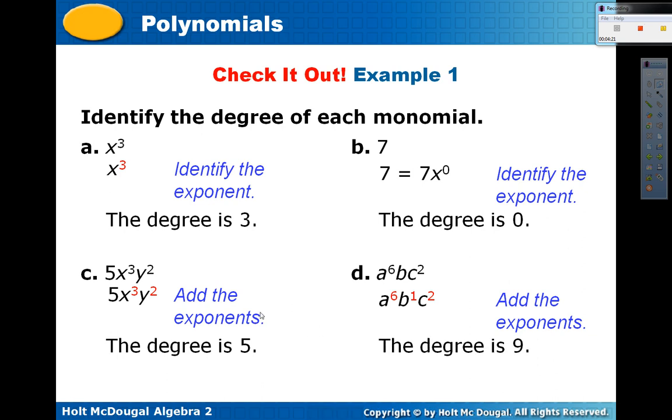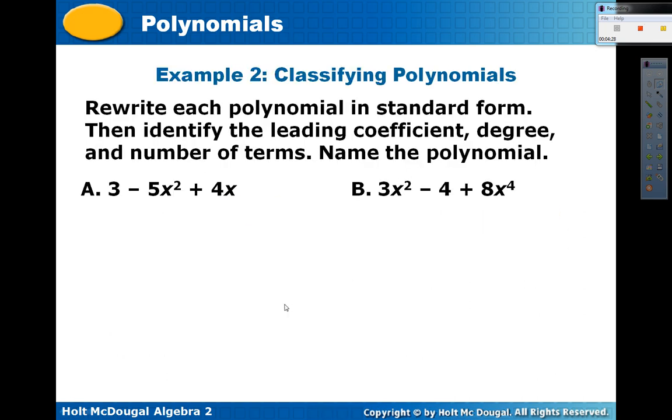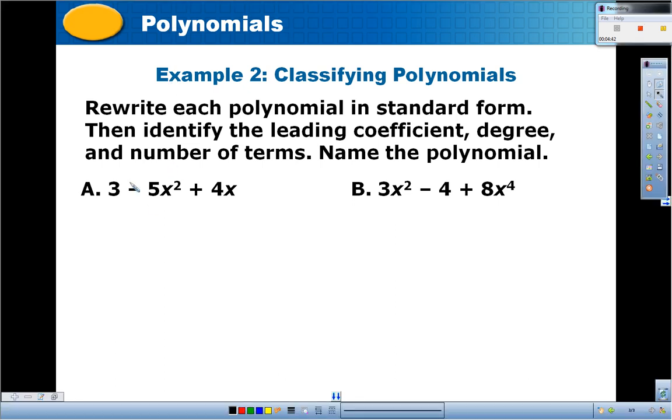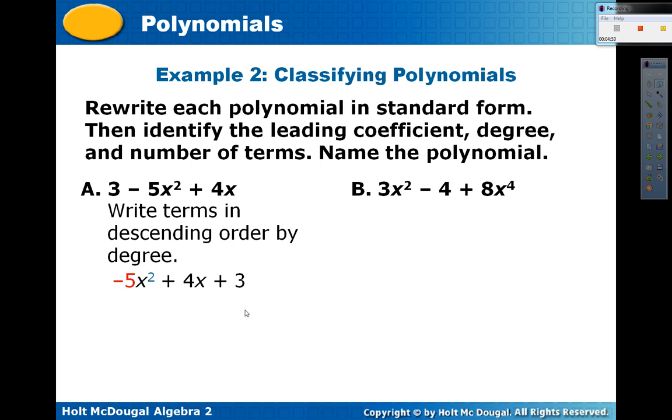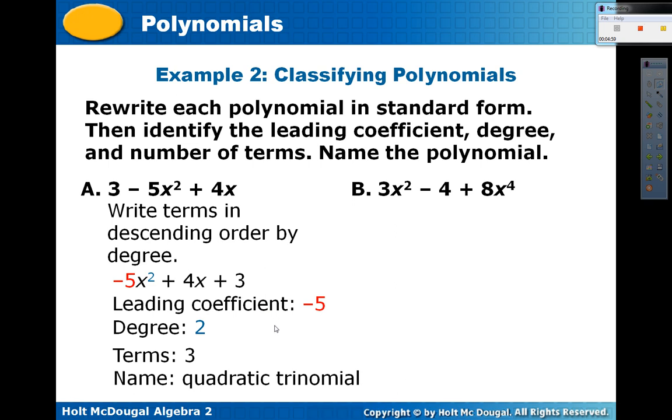Now, as stated earlier, guys, standard form is when you have it in descending order. So look at A. If I wanted you to write that in standard form, the degree of the first monomial is 0 because it's a constant. The degree of the second monomial is 2, and the degree of the last monomial is 1. So in descending order, I would put this term first. So if I put that in descending order, I'm going to have negative 5x squared plus 4x plus 3, which means my degree is 2, my lead coefficient is negative 5. There's 3 terms, so we call that a trinomial, and the degree is 2, so I call that a quadratic trinomial.